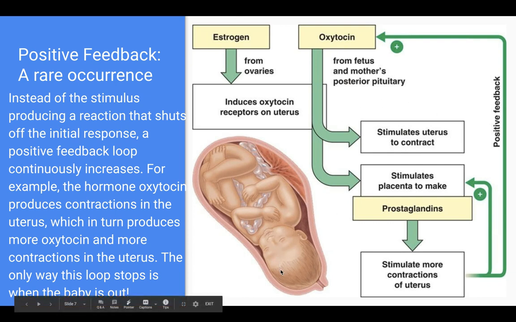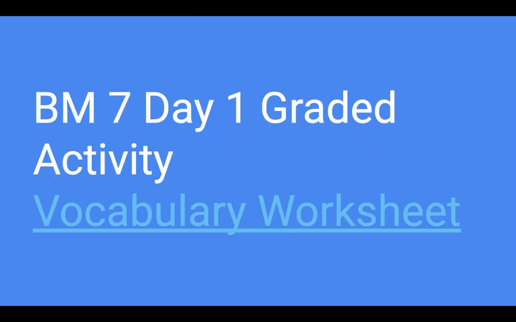So that's good for childbirth because we need more oxytocin and the uterus needs to continue to contract so that the baby is born. Now, once the baby is born and the placenta has been delivered, then this feedback loop is over.